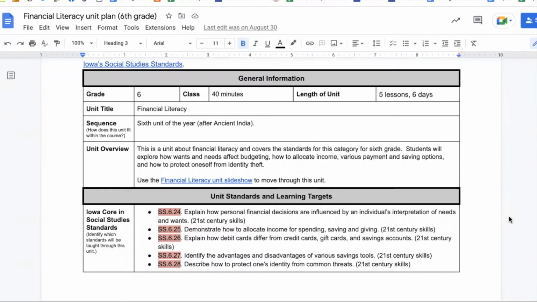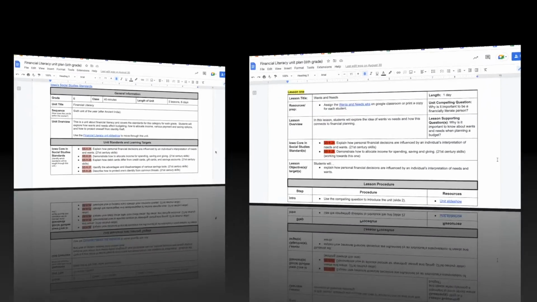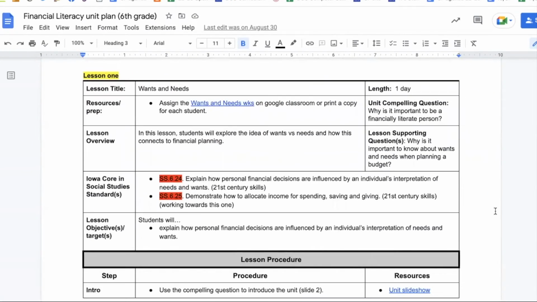Students are going to explore how wants and needs affect budgeting, how to allocate income, various payment and saving options, and how to protect oneself from identity theft. So we're hitting all of the financial literacy standards for 6th graders in this unit. Lesson 1 is called Wants and Needs and is set to take 1 day.